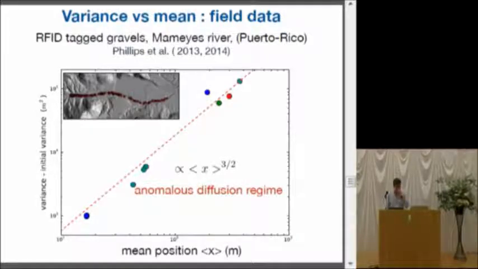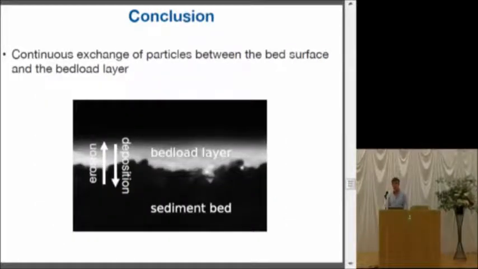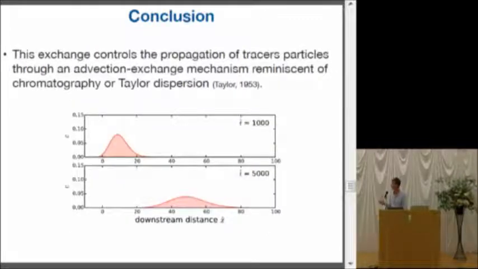Okay, so I'm almost done. I think I'm going to stop here and leave you with a few take-home messages, because these are really preliminary results. The first take-home message is that the experiments show clearly that there is a continuous exchange of particles between the bed surface and the bedload layer. Now, I hope I have convinced you that this exchange plays a very important role in controlling the propagation of tracer particles. And this is happening through an advection exchange mechanism, which is reminiscent of chromatography, or Taylor dispersion, for those of you who are familiar with Taylor dispersion.